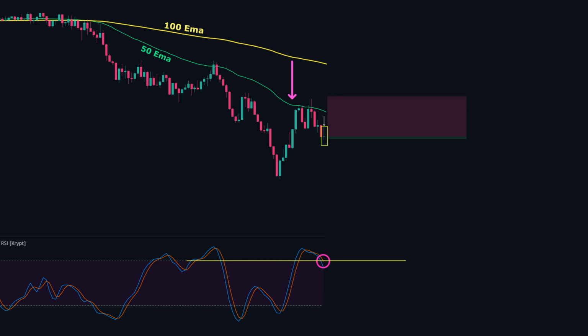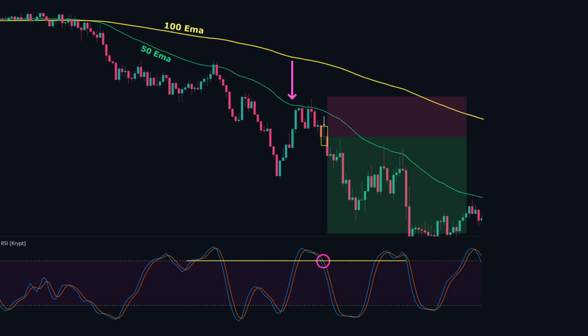As for setting targets, our initial target will be set at the recent swing low. This level often acts as a support point and represents a logical area to take profits. Alternatively, use your own risk management strategy to determine when to exit the trade, ensuring that you lock in gains while allowing for potential further downside if the trend continues favorably.